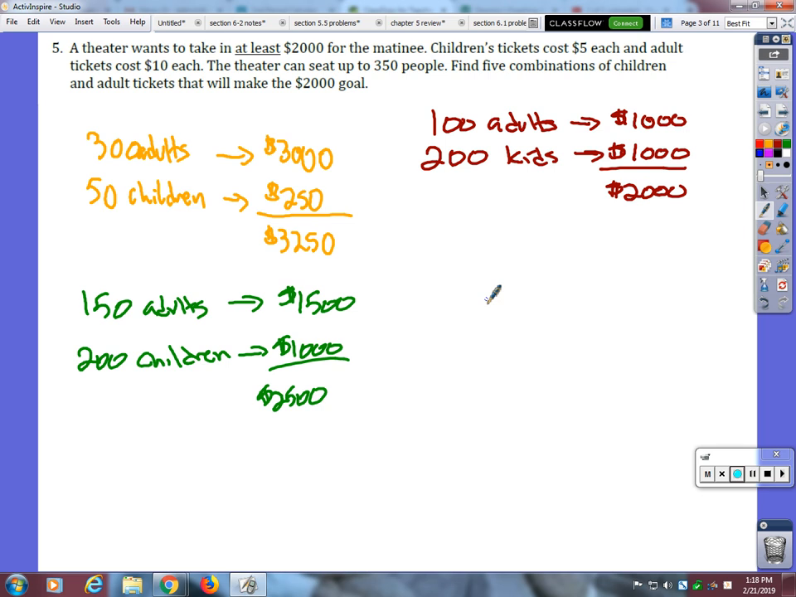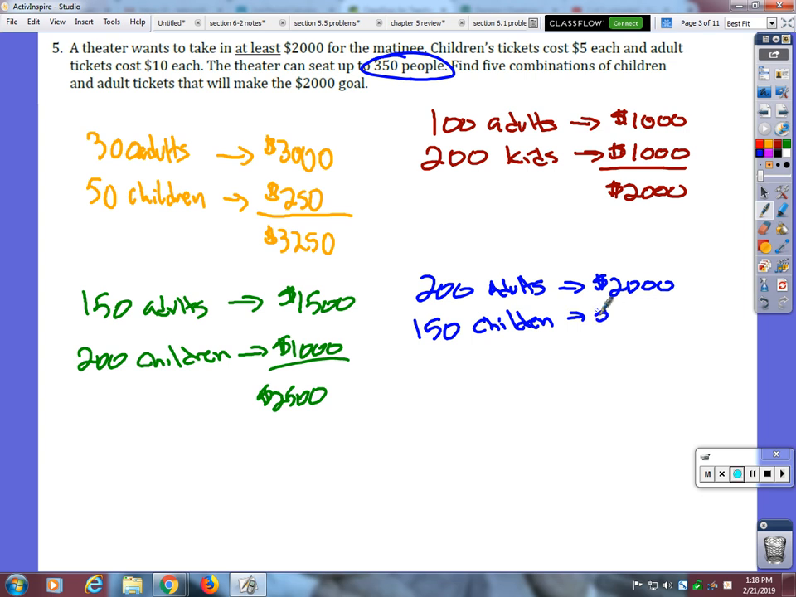Okay. What's wrong with 200 adults and 200 children? Yeah, we can only sell 350 tickets. 200 adults, 150 children. Do you get it now, though? You got it now? Okay. So, did we? No, we had it flipped. Because we flipped the adults and the children. So this would be $2,000 from the adults. How much from the kids? No, they're only $5 a ticket, half of $1,500, $750. So that would give you $2,750, which also meets the goal.